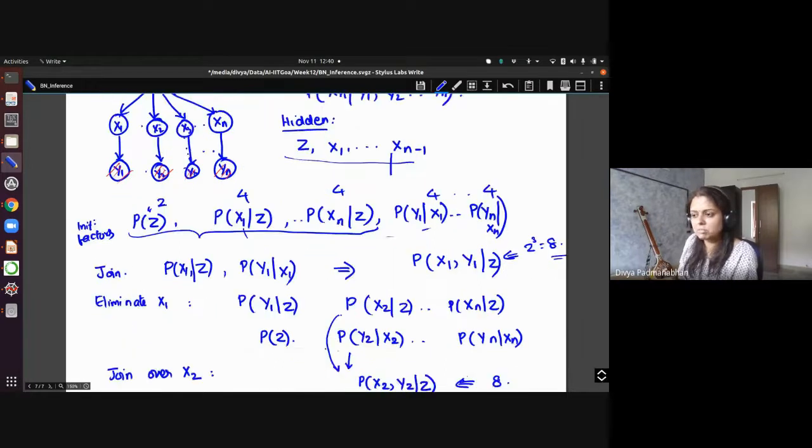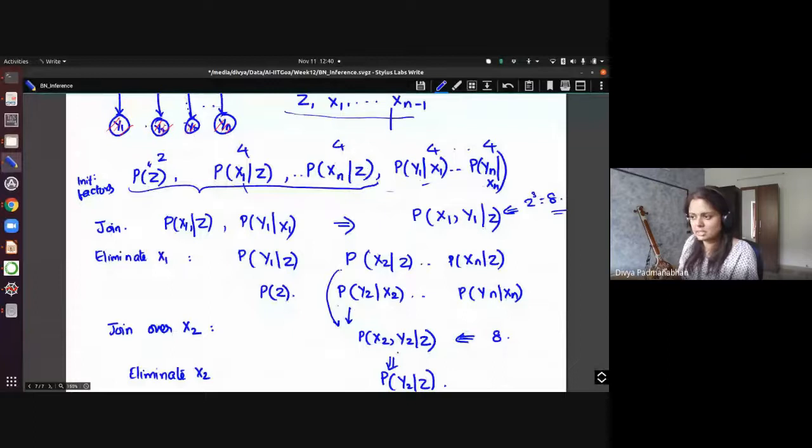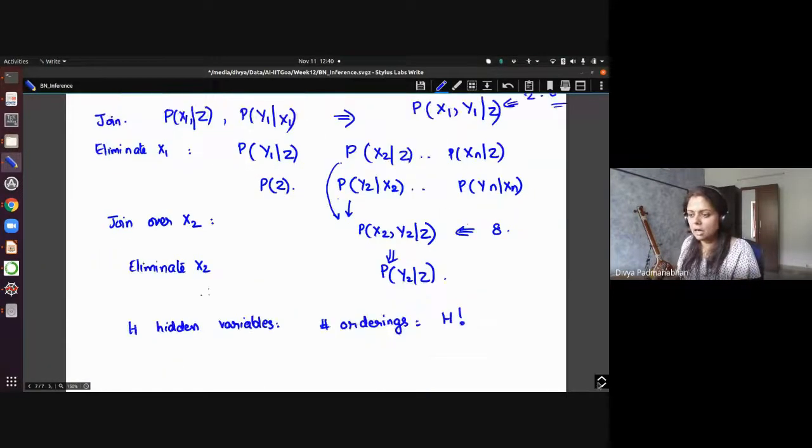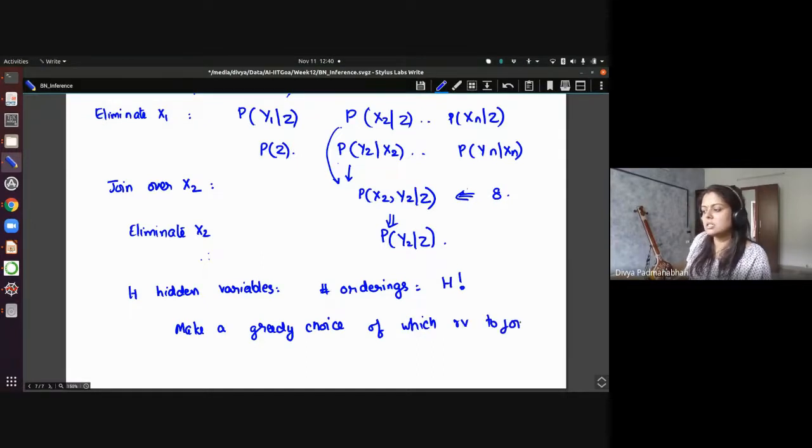And after this, again you see which variables, I think y's were observed, so x2 to xn or z, would be beneficial to join. Which of them would give the smallest size? And you keep doing this till the end. So this is like a greedy choice. You can make a greedy choice of which random variable to join. This is one thing that people do.